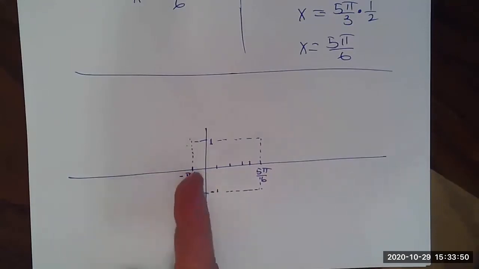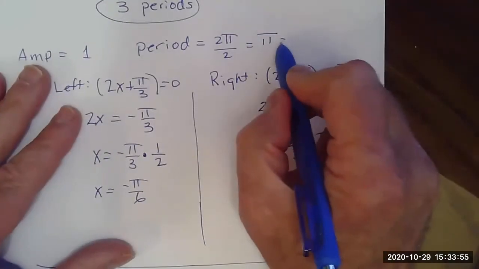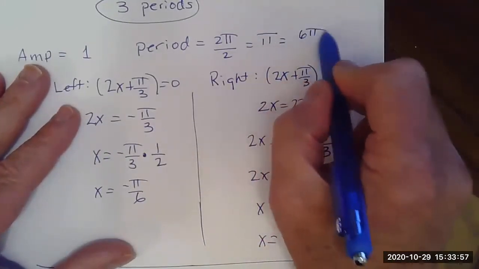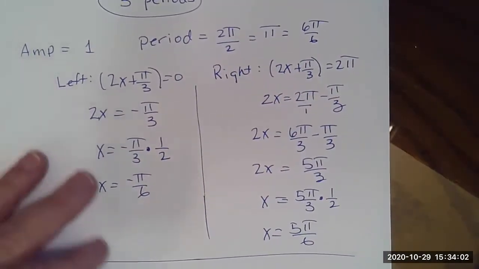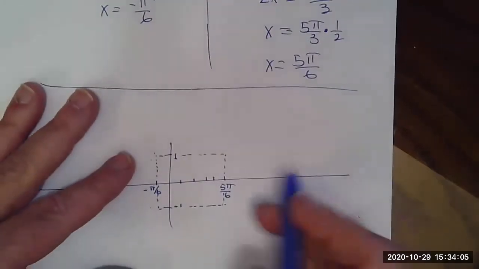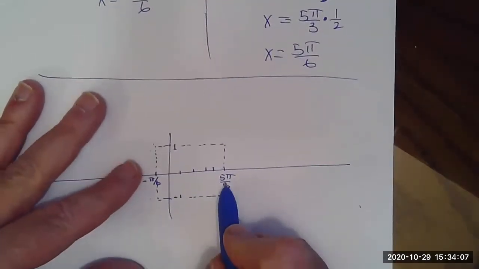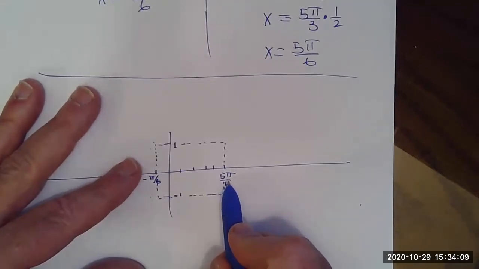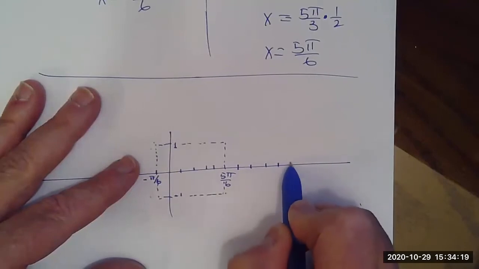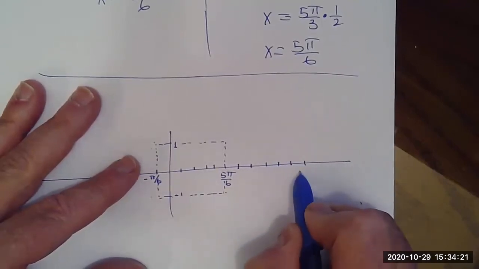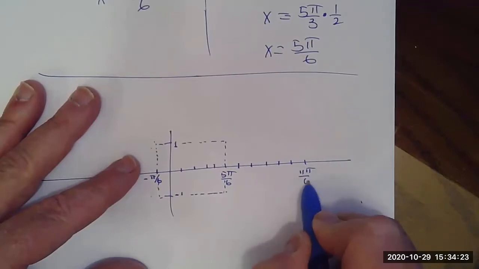So it's in terms of sixths. 6 tick marks to the right and 6 tick marks to the left. 6 more tick marks. If I had 6 more tick marks, that would be 11 pi over 6. Okay, so there's 5, there's the number 6, 7, 8, 9, 10, 11 pi over 6.